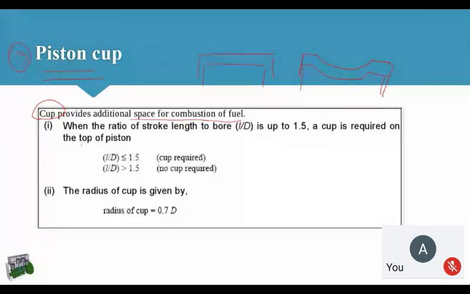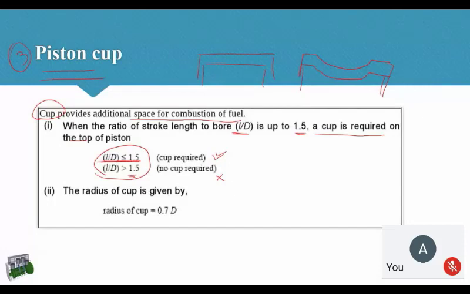That is basically done by providing a little radial cup. So the criteria for providing the cup is whenever the L/D ratio is up to 1.5, then a cup is required. Whereas when the L/D ratio is more than 1.5, no cup is required. Okay, so this is the criteria for providing the cup.